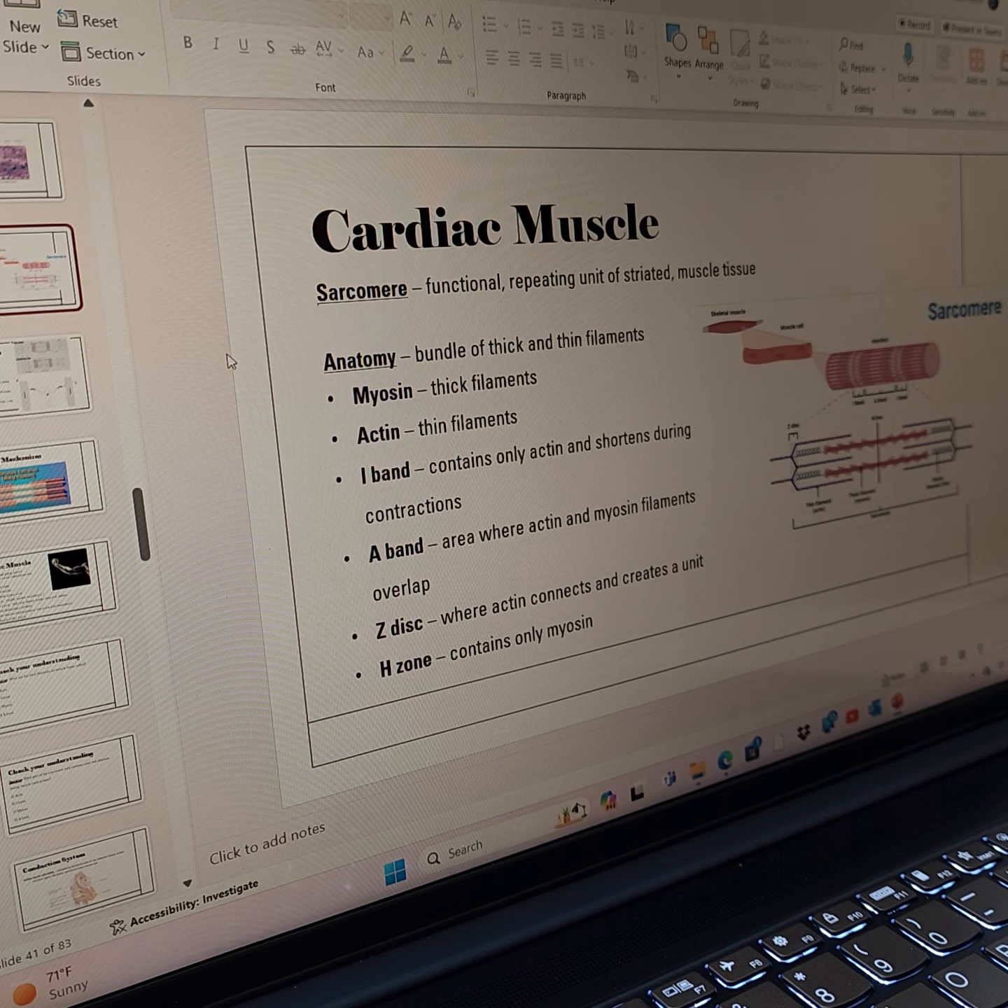Okay, this section's going to go pretty fast. This is regarding sarcomeres and cardiac muscle. So myosin thick, actin thin. I bands contain only actin. They shorten during contractions. A bands are where actin thin and myosin thick overlap. Z disc, where actin thin connects and creates a unit. The H zone contains only myosin thick.